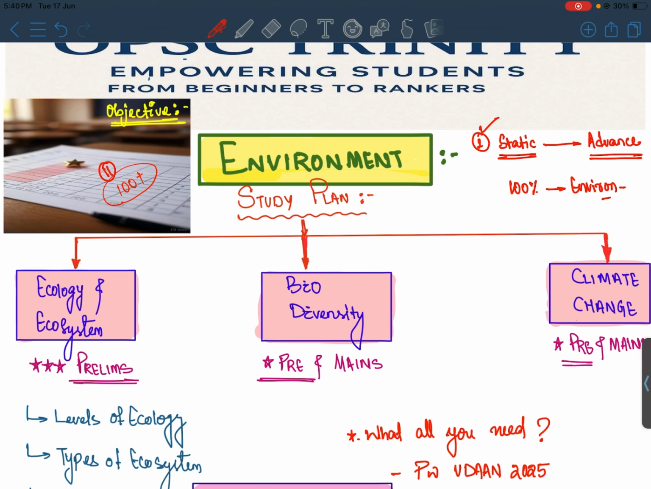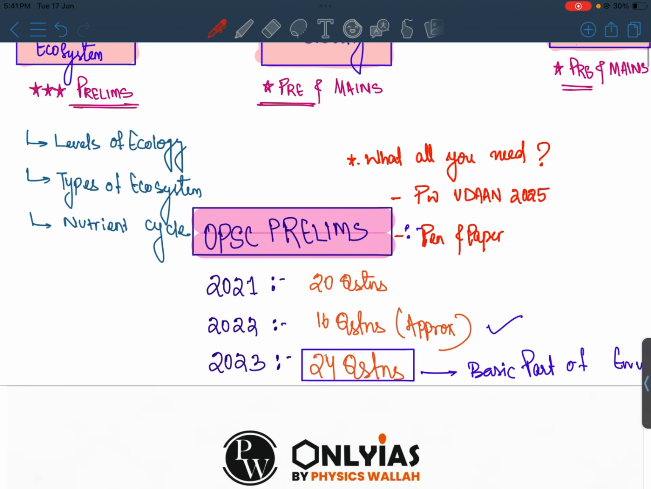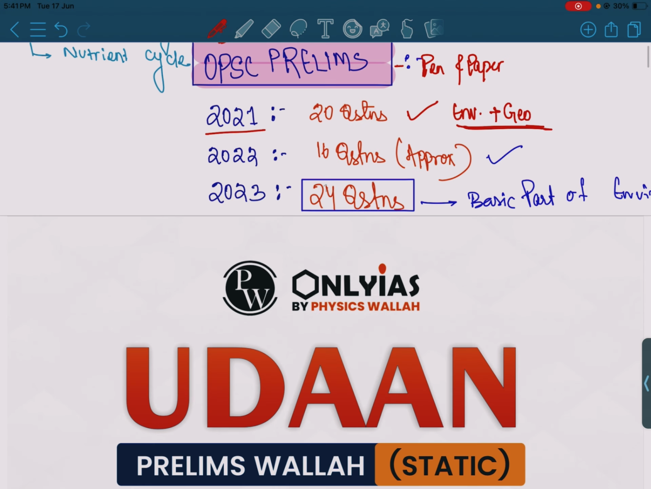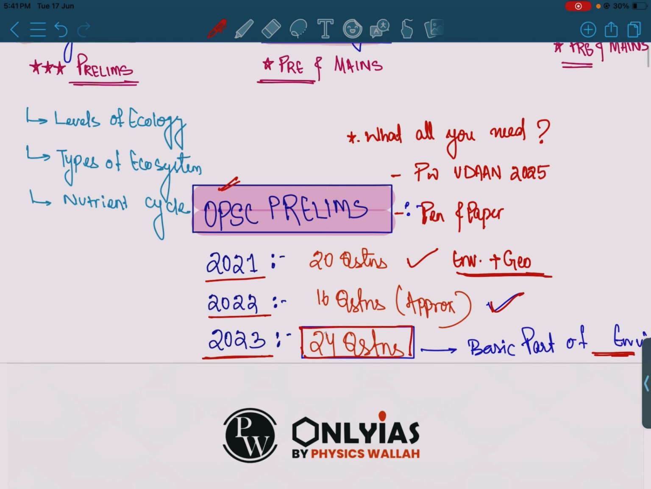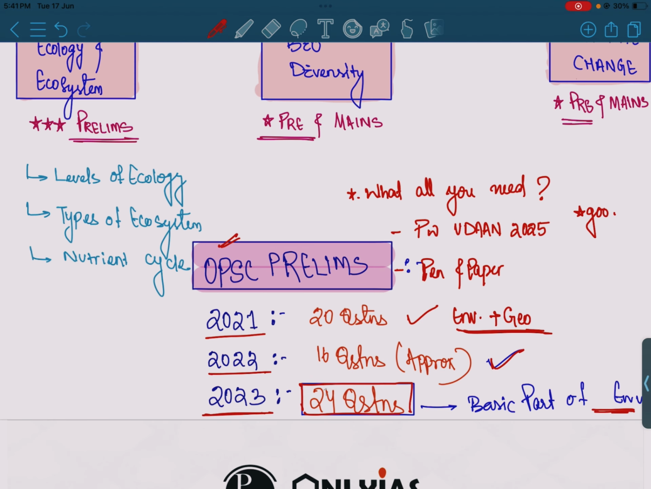Is there any dominance of environment questions in OPSC examinations? Definitely there are some. If we scrutinize the recent past question papers, in 2021, 20 questions were asked from environment, both from environment and geography paper. In 2022, around 16 questions were asked, and in the recent examination 2023, directly 24 questions were asked from basic parts of environment. So, environment plays a significant role in acquiring a good score in the prelims examination.